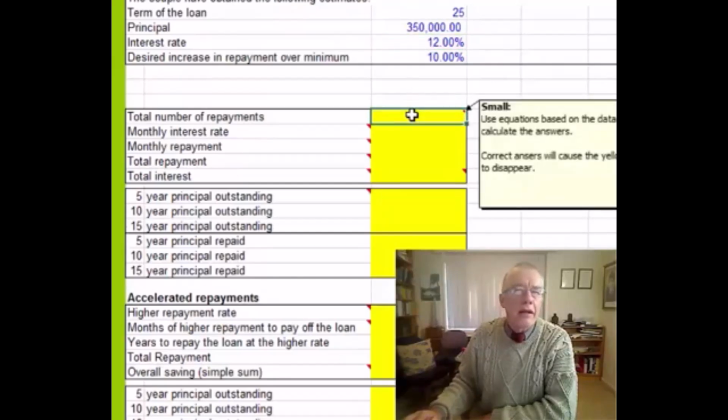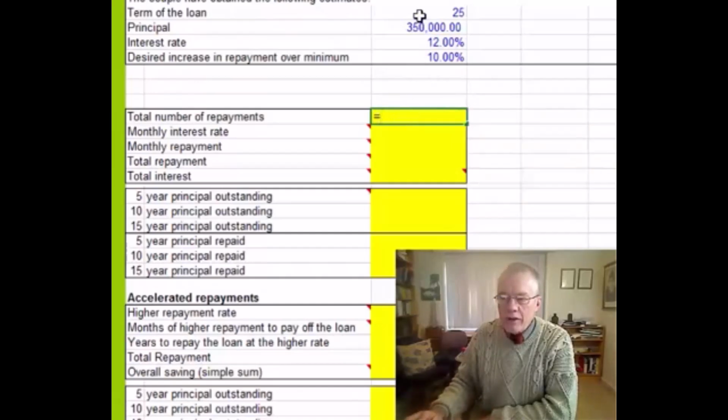The first thing we notice about home mortgages is that even though they're worked out in annual terms, a 25-year loan and a 12% per annum interest rate, we actually encounter the loan on a month-by-month basis. So we need to convert the annual amounts down to monthly amounts. So how many monthly payments are there? Well, it's going to be quite simple. It's going to be 25 times 12. So here we simply point and click to go at the 25, multiply that with a star times 12, which gives you the answer.